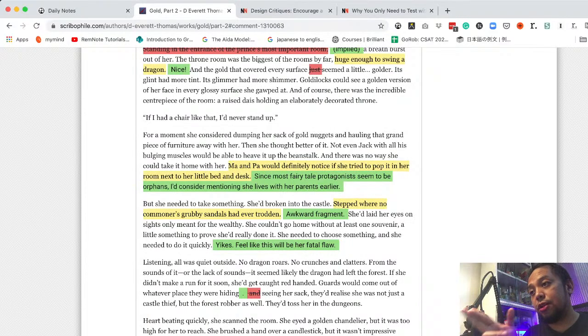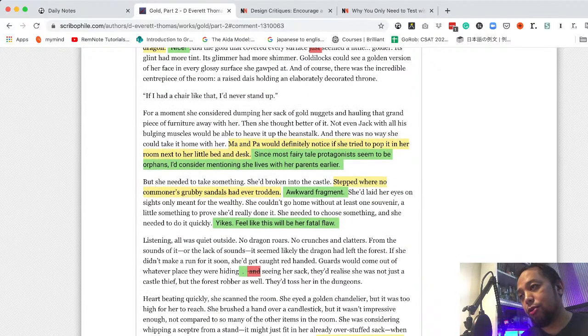I consider mentioning she lives with her parents earlier. I also noticed this. She mentioned it was an awkward fragment. I asked about it, since it was written like wearing grubby sandals, which in a way we identified the same thing.